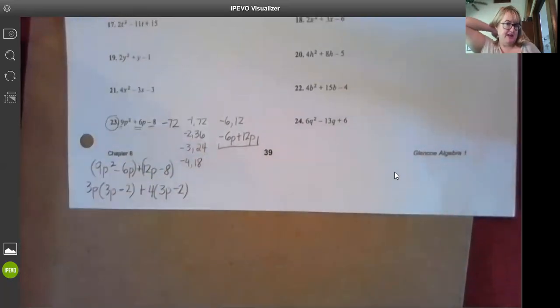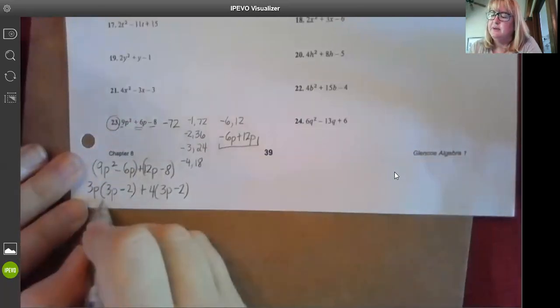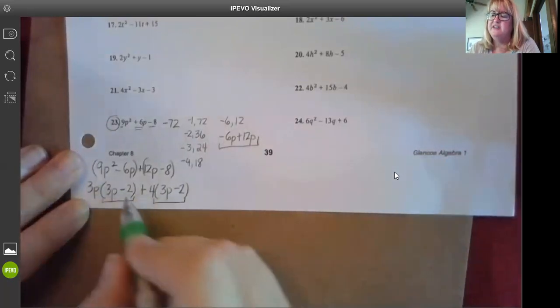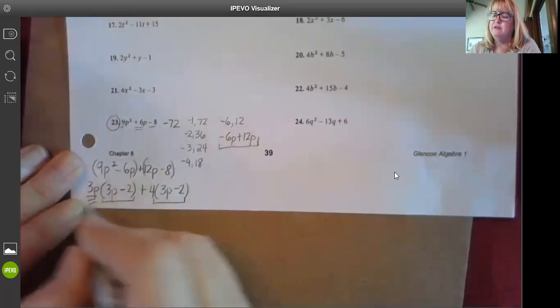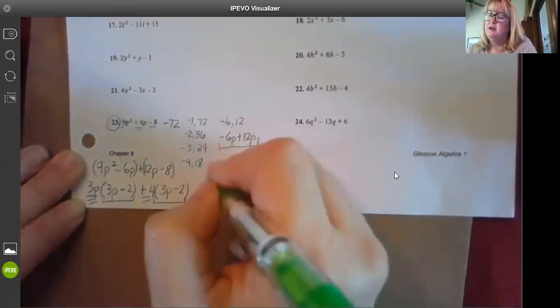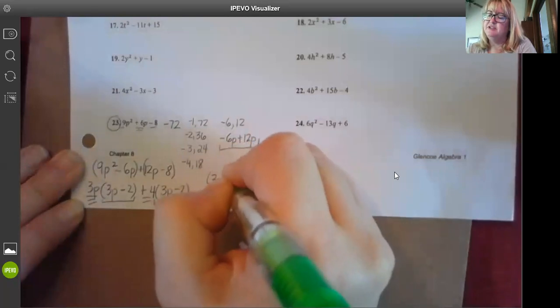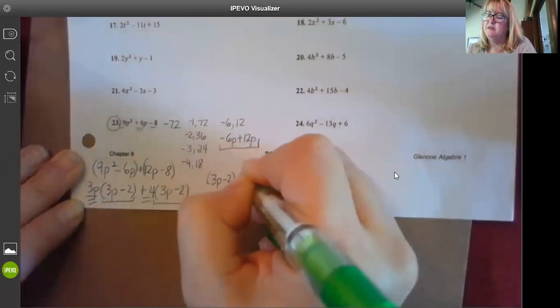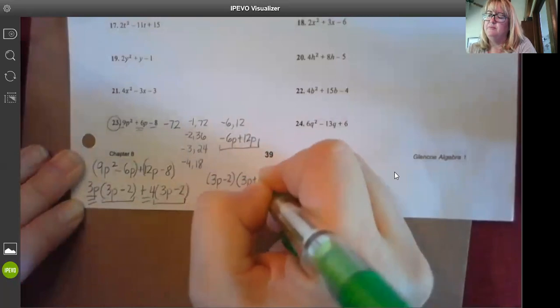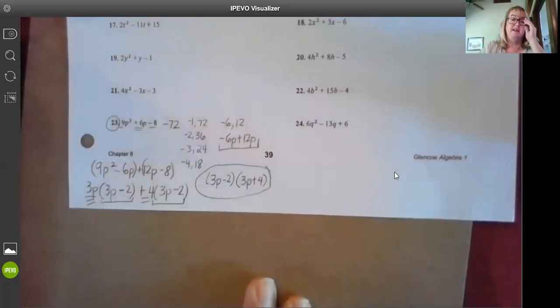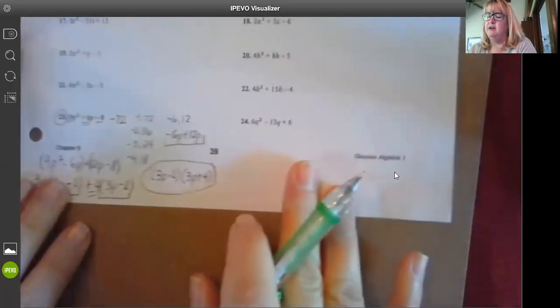I just want to mention that when you factor this, you have to factor out the greatest common factor. All right, so we've got 3p minus 2 as common factors, so I can factor that out again, leaving 3p plus 4. All right, so it is 3p minus 2 times 3p plus 4. And if you need to, multiply it out and see if it ends up there.